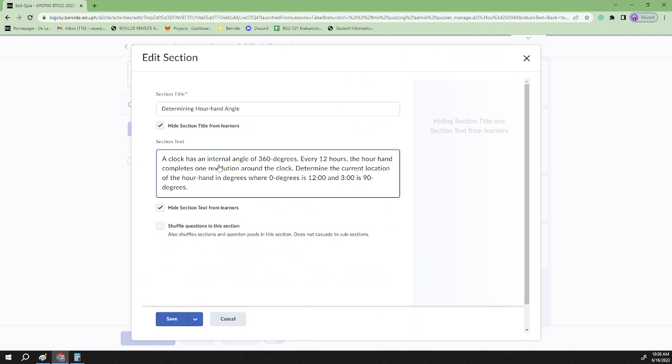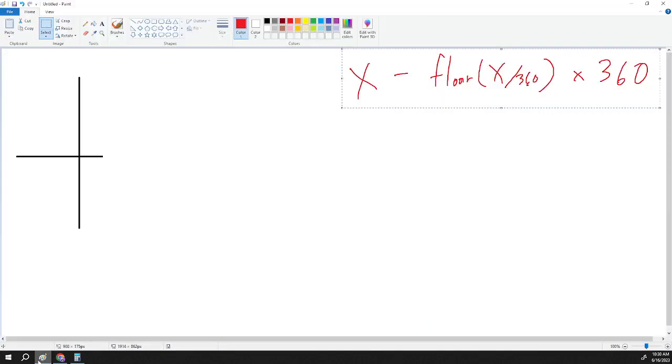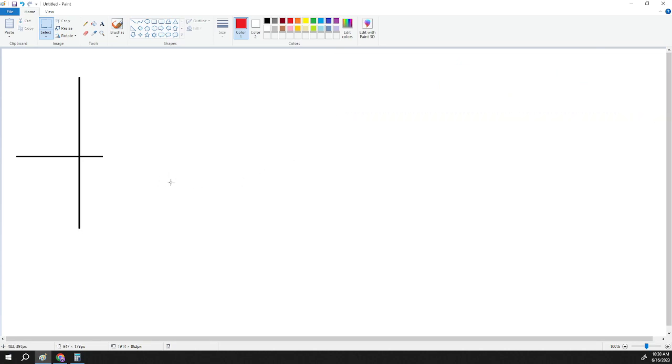So a clock has an internal angle of 360 degrees. Every 12 hours, the hour hand completes one revolution around the clock. Determine the current location of the hour hand in degrees, where 0 degrees is at 12 o'clock and 3 o'clock is 90 degrees. So you don't have to do this whole fiasco of x minus negative 19 minus x. No. Negative x plus 90. Yeah, we don't have to do that anymore.